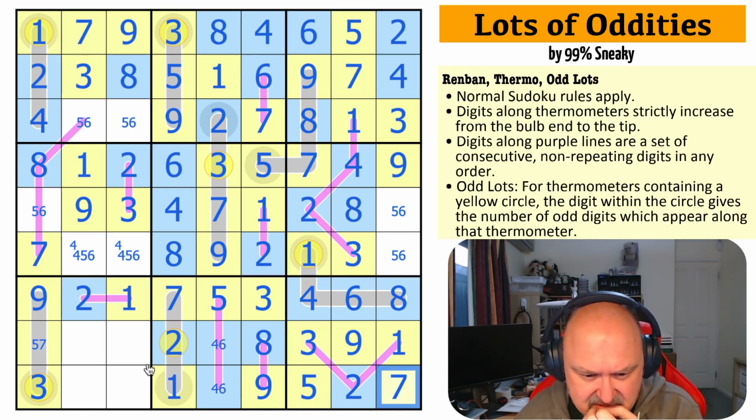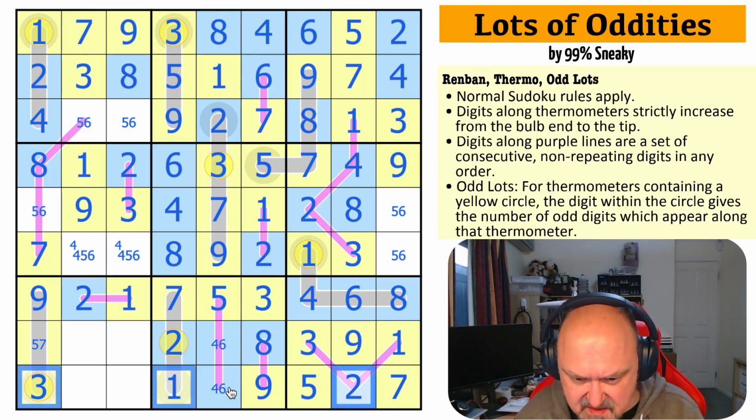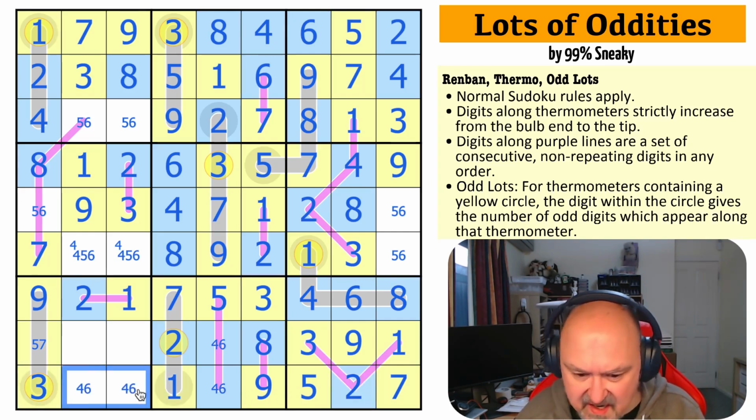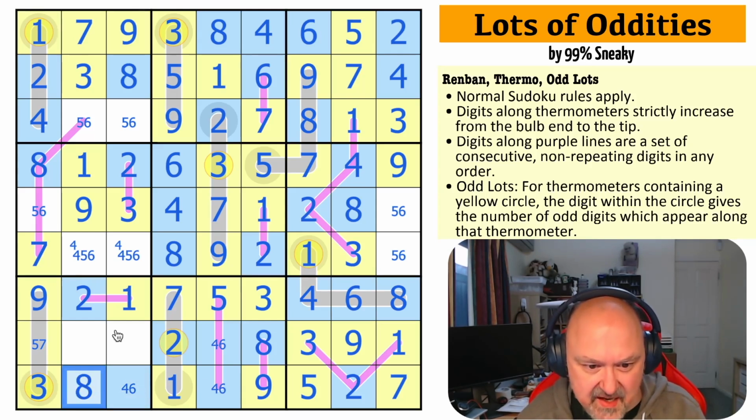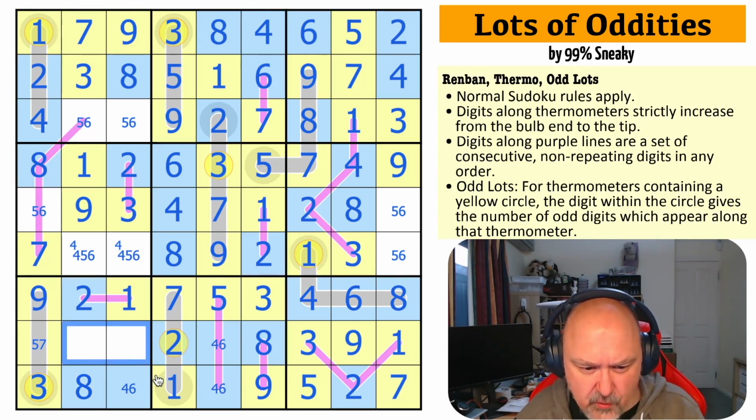What have I missed? This row. 1, 2, 3, 4, 5, 6, 7. Oh, these are 4, 6, and 8. They're even, of course, because I had all 5 odd digits. There's no 8 there, so the 4, 6 in the row makes that the 8. These are 4, 5, 6, and 7. There's no 7 there.